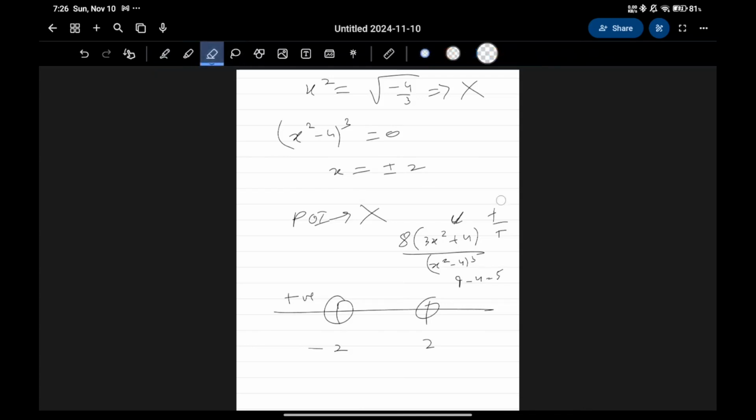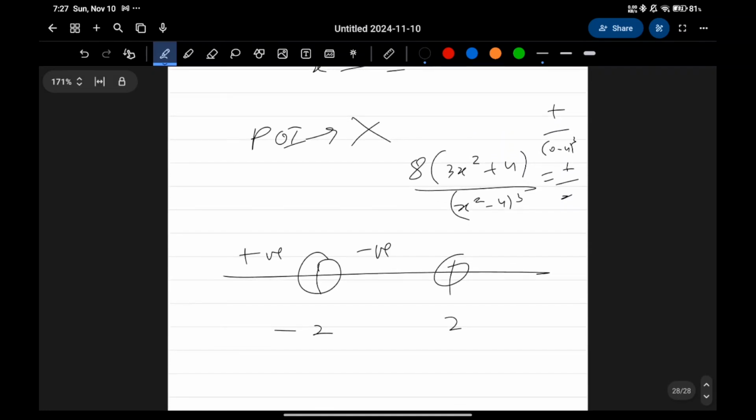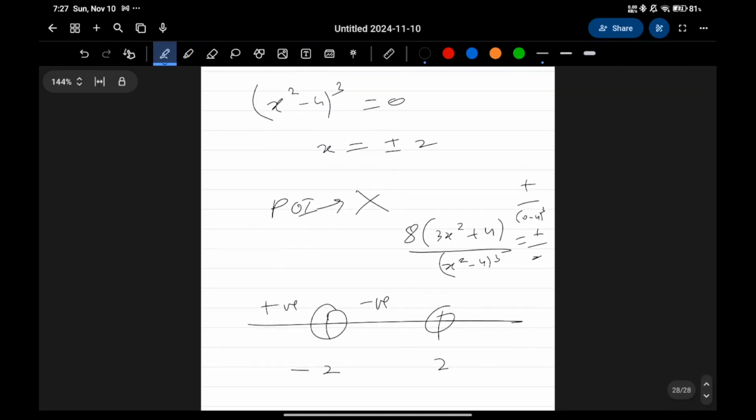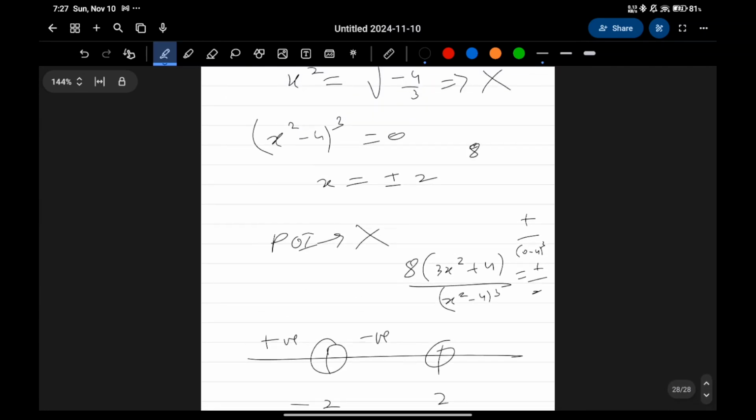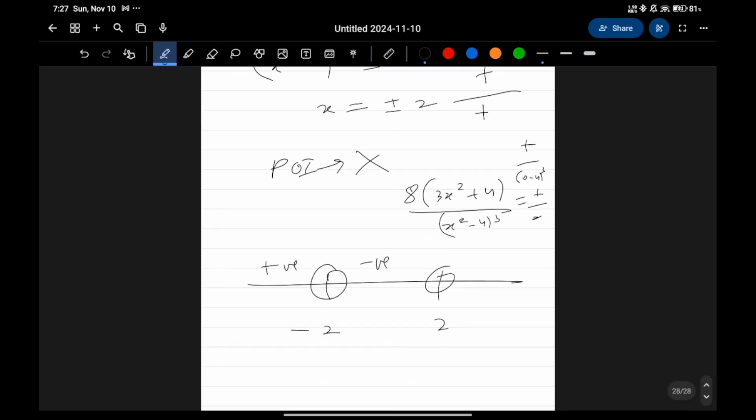Now, let's pick between negative 2 and 2, which is 0. This would be positive on the top, and on the bottom I have 0 minus 4 cubed, which is negative. So positive over negative, which is negative. So this region is negative. And from 2 to infinity, let's pick a number like 1000. This is 8 times some positive number on the top, and on the bottom 1000 times 1000, which is a positive number. Minus 4 wouldn't do anything, so positive over positive is positive.